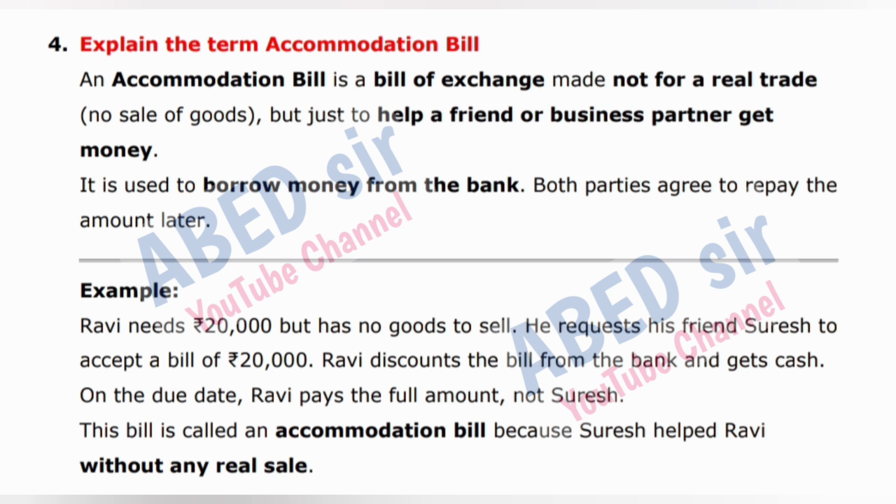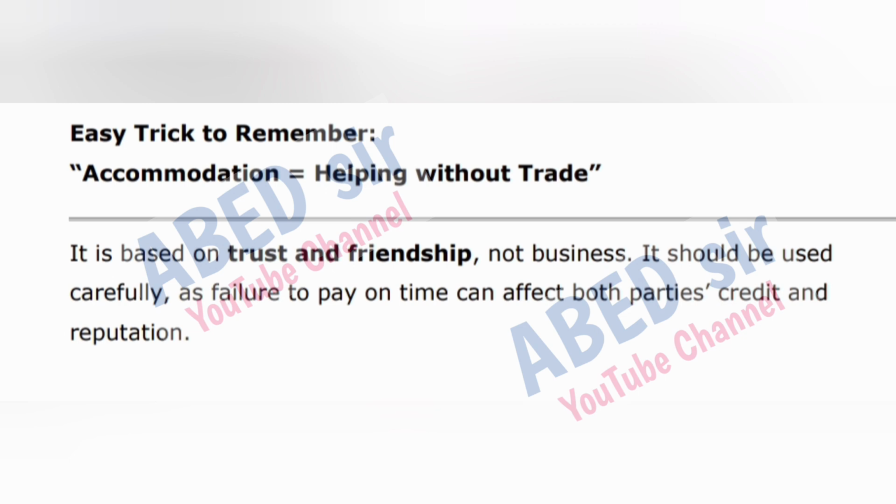Example: Ravi needs 20,000 rupees but has no goods to sell. He requests his friend Suresh to accept a bill of 20,000 rupees. Ravi discounts the bill from the bank and gets cash. On the due date, Ravi pays the full amount, not Suresh. This bill is called an accommodation bill because Suresh helped Ravi without any real sale. Easy trick to remember. Accommodation is equal to helping without trade. It is based on trust and friendship, not business. It should be used carefully, as failure to pay on time can affect both parties' credit and reputation.